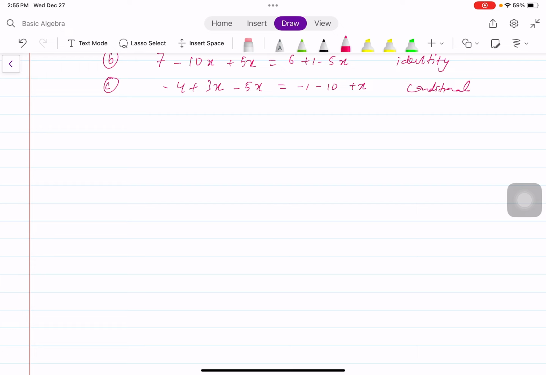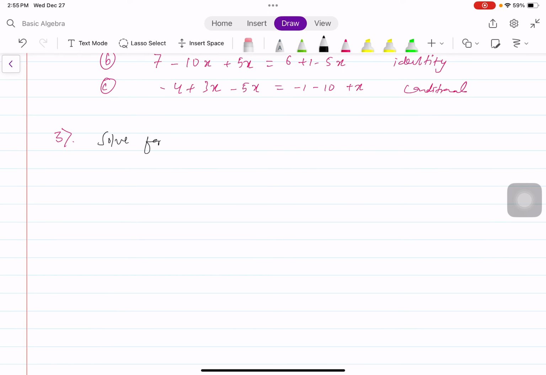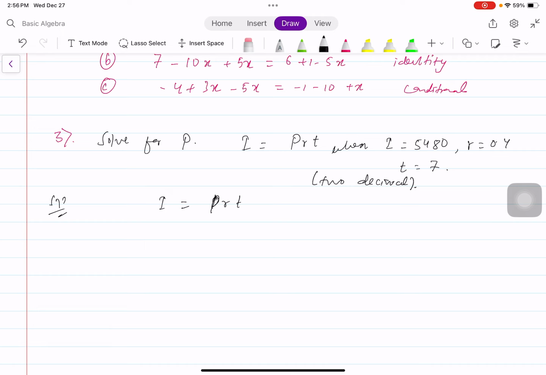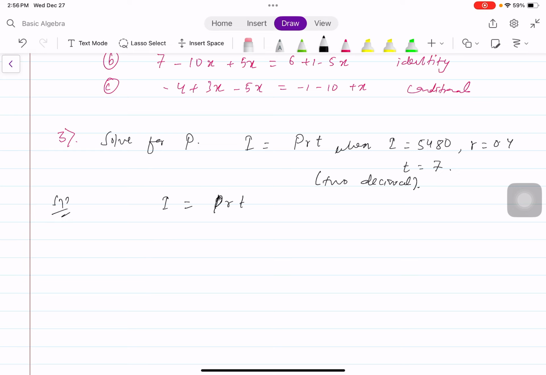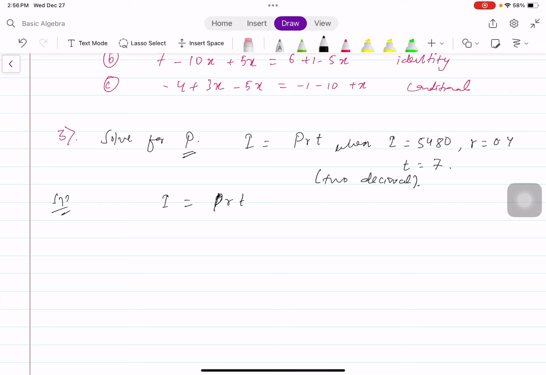Now we will do the last problem for today, problem 3. We will solve for P in I equals PRT when I equals 580, R equals 0.4 and T equals 7. Round your answer to 2 decimal places. So how to solve? There are 2 ways of solving it. You may directly plug in the given values and solve later, or first solve the given expression for what you are solving for. For example, in this case, R and T are not 0, so you can divide both sides by RT to get P, right?